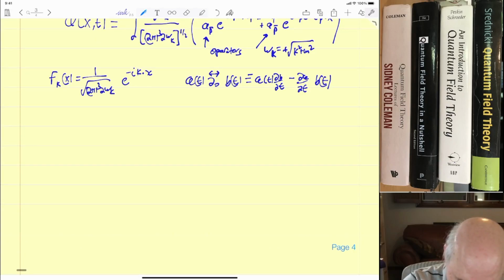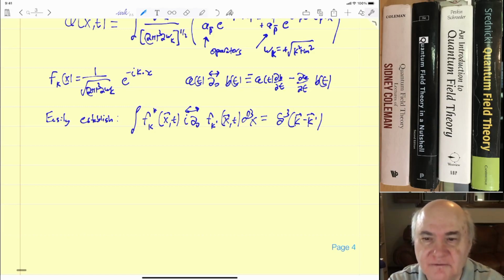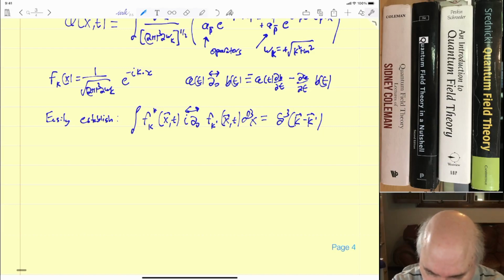So you can easily establish, I think I do it in the notes that I'll provide along with this, but I'm not going to do it here, you can easily establish that the integral of f_k star of x comma t, backwards-forwards derivative f_k prime of x comma t, d³x is equal to delta³ of k minus k prime. This is the orthogonality relation that you're going to have to establish some results.